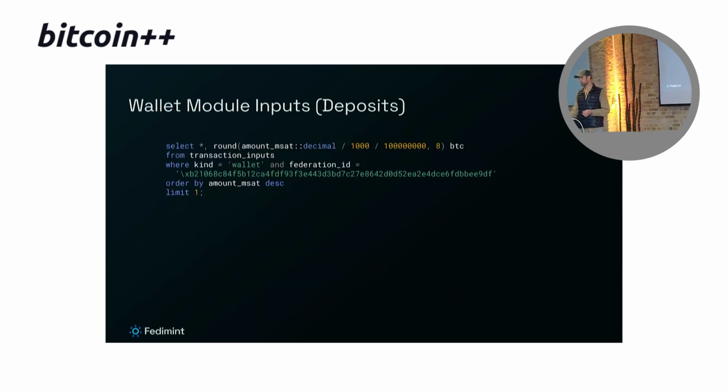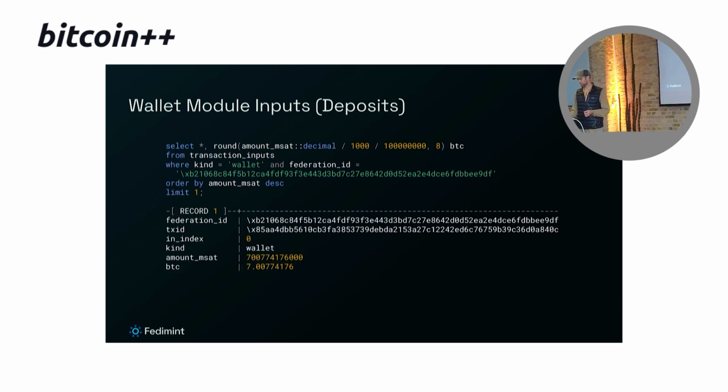Great. So we kind of have some background. We know enough to actually take a look at some data. So there's a transaction inputs table that Fedimint Observer saves information into. We'll filter specifically for wallet inputs for the federation we connected to. And then let's just take a look at the largest deposit that we've seen for this federation. And we got this chunky coin. There was a user that sent 7 Bitcoin into this federation.